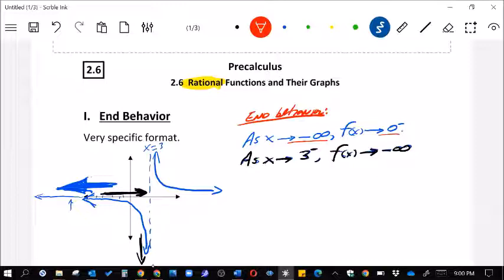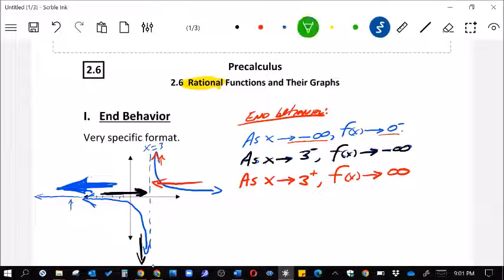Now let's use red for the next one. Because we see that this is going this way, we're going to approach 3 coming from the right side. As x approaches 3 from the right side, the function is going up. The function of x, or the y values, are going up to positive infinity. So that makes sense. What you're looking at is what is the x doing, and then what is the y doing.